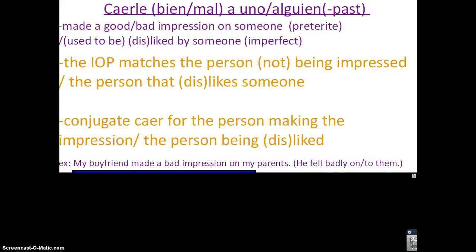Please write down this example sentence. My boyfriend made a bad impression on my parents. In parentheses, he fell badly to them. I know that doesn't make any sense. I'm just trying to help relate it to the fact that caer means to fall.